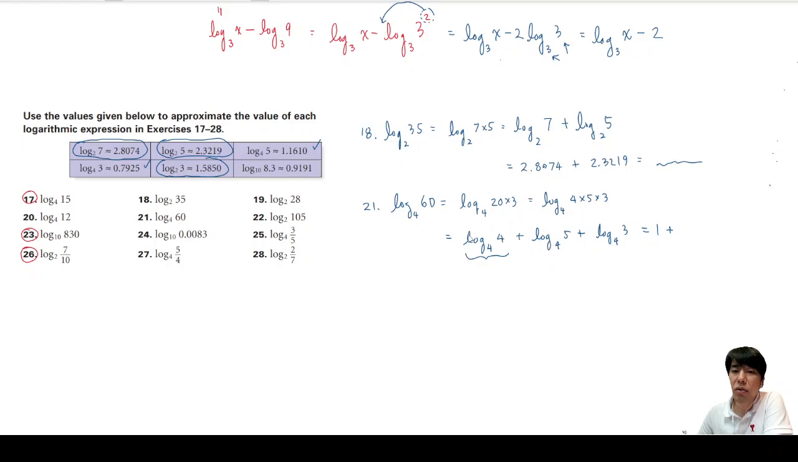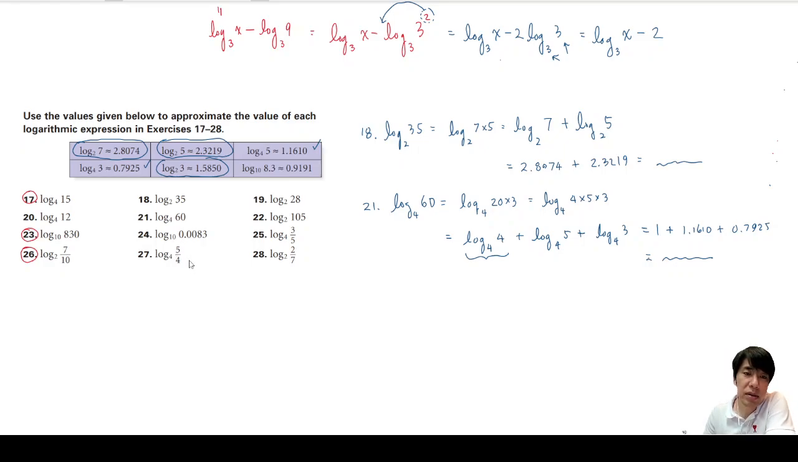And then log base 4 of 5 is right there. That's 1.1610, plus log base 4 of 3, which is 0.7925. So you add them all together, and it's going to be your final answer.